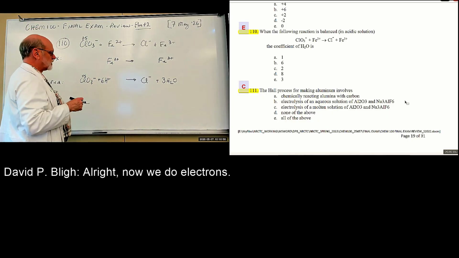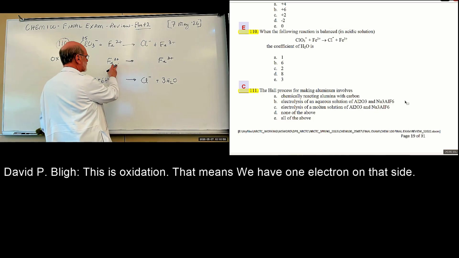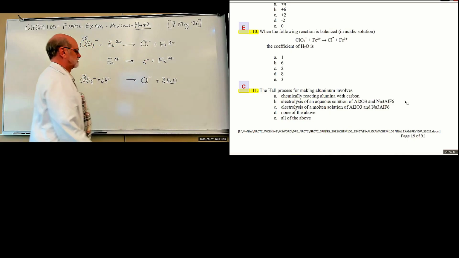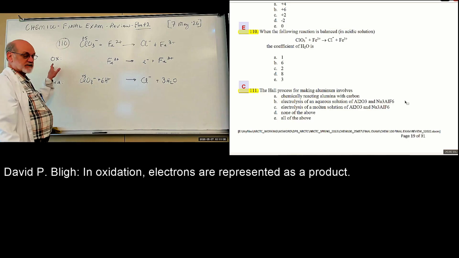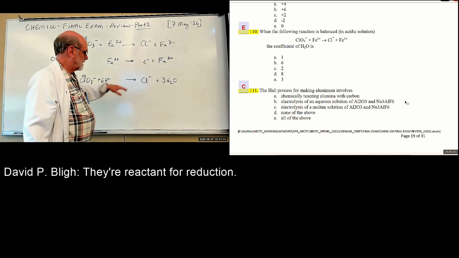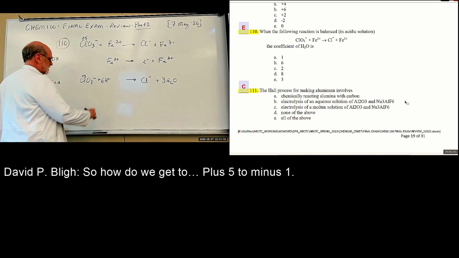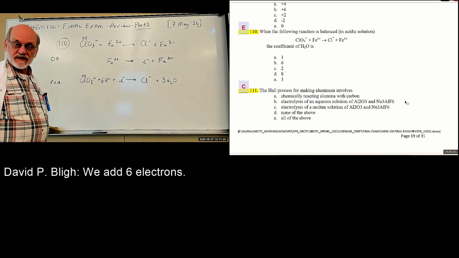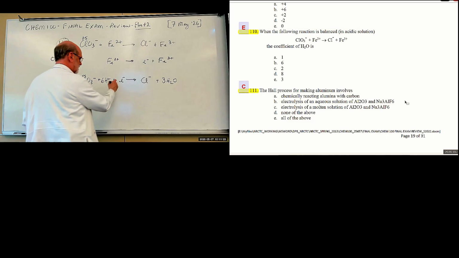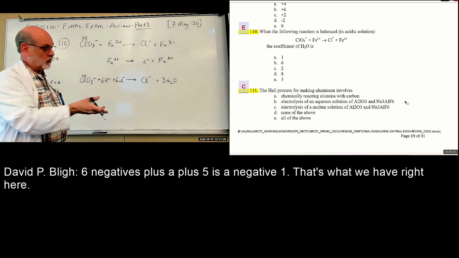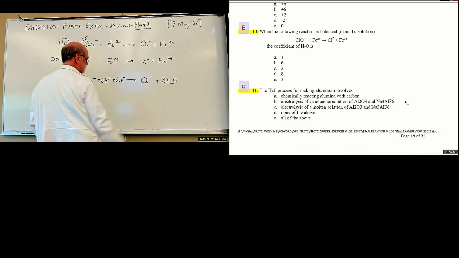All right. Now we do electrons. This is oxidation. That means we have 1 electron on that side, right? In oxidation, electrons are represented as a product. They're a reactant for reduction. So how do we get from plus 5 to minus 1? We add 6 electrons. 6 negatives plus a plus 5 is a negative 1. That's what we have right here.